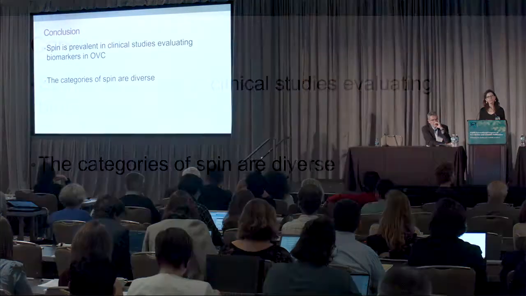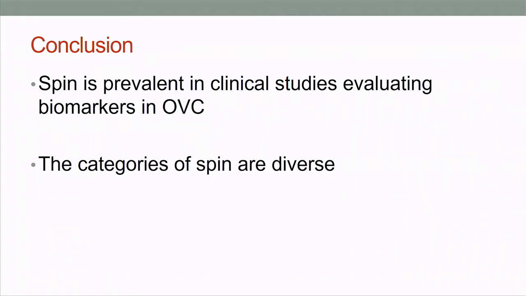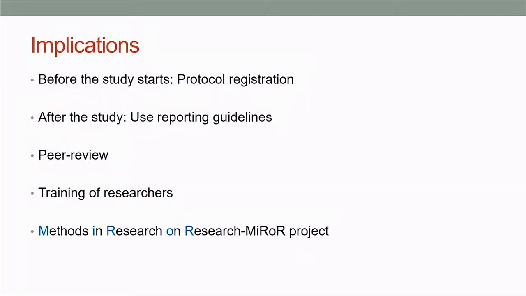So in conclusion, we have seen that spin is also prevalent in clinical studies evaluating biomarkers in ovarian cancer. The categories of spin were diverse, and it's possible that it's one of the explanations for the failure of biomarkers to reach clinical translation. And we should look at potential strategies and interventions to help authors avoid spin. So what can we do to remedy spin?